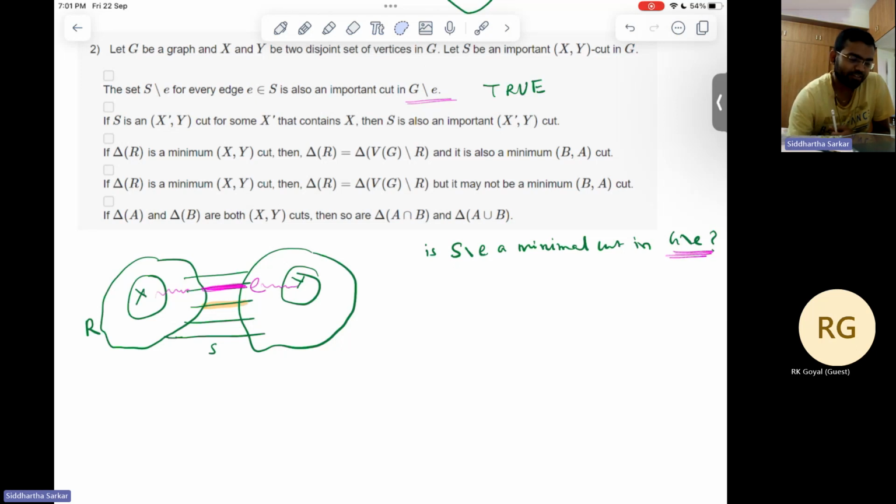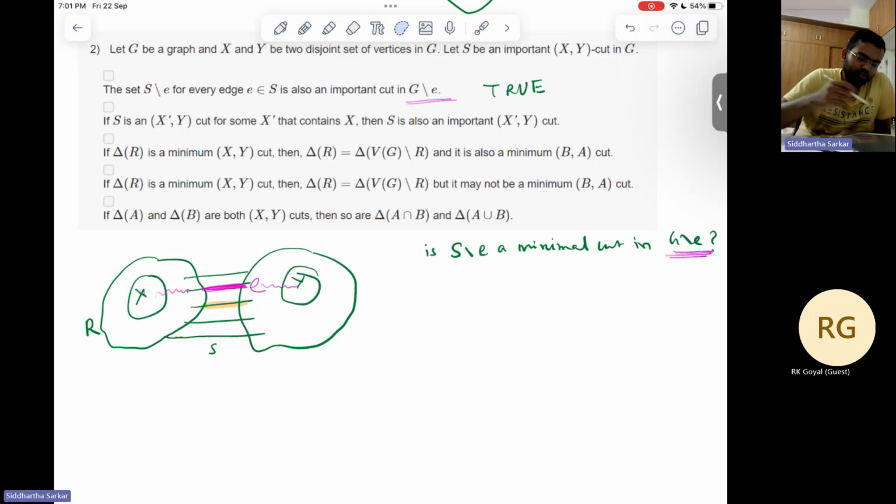See, the claim is if S is an X dash Y cut, then it is also an important cut. That makes zero sense. This is actually a typo. Maybe the intended question would be: if S is an X dash Y cut.